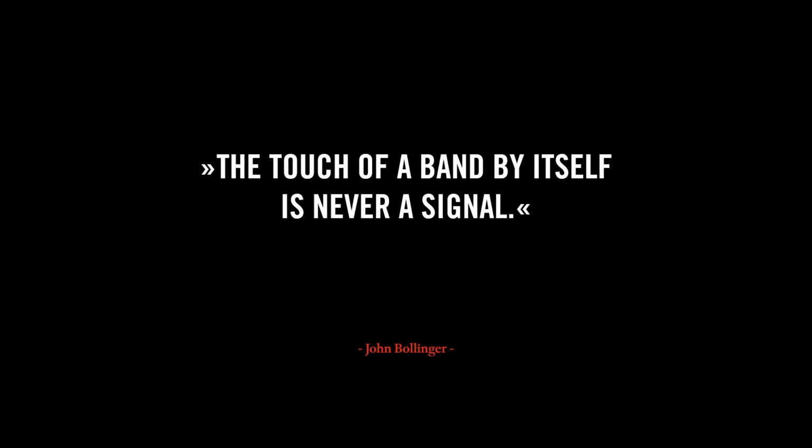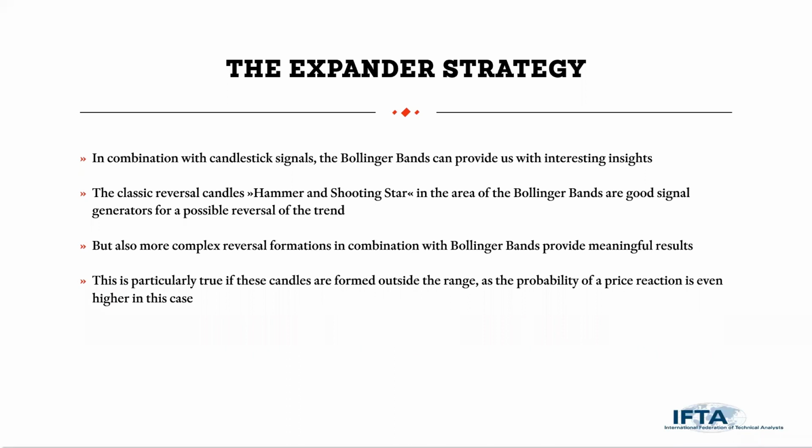Because we want to see that the market takes on a reaction, that the market participants are already doing what we are waiting for. And this is what we want to use the candlesticks for. So in combination with the candlestick signals, the Bollinger Bands give us very interesting insights. First of all, we have classic reversal candles, hammer and shooting star, in the area of the bands. They are a very good signal, and they give us an indication if the trend, or let's say the move, reverses or not.